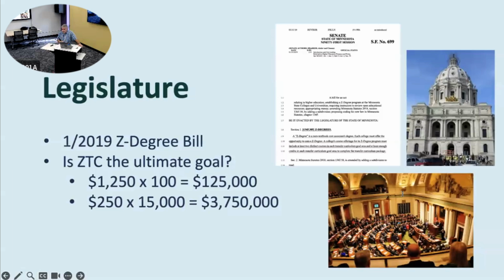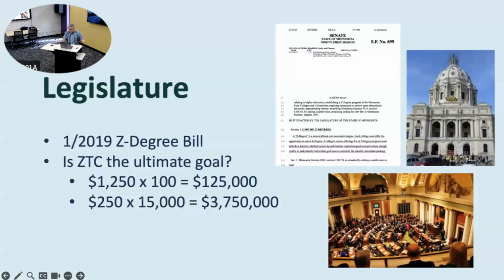That's $3.75 million, if you're going from $1,250 to $1,000 per student per year. So that's a whole lot of leverage. And in the system, we have like 300,000 students a year.